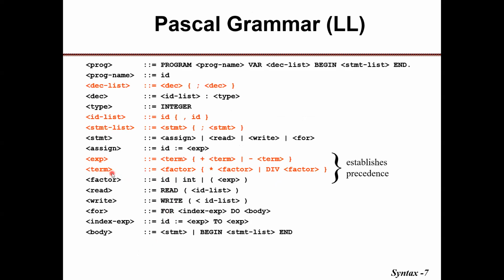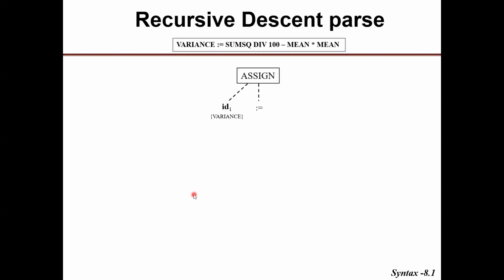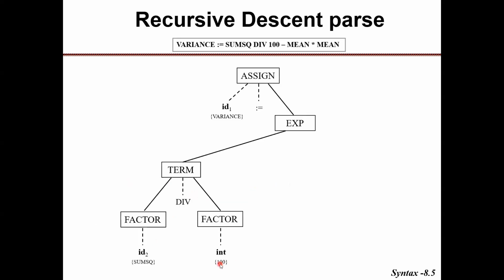So if we have a term, which we had classified, it needs to be followed by a factor, which needs to be either an ID, an integer, or a parenthetical expression. Well, in this case here, we have 100, which is an integer. So integer then gets classified as a factor. And then we saw a term could be a factor followed by a div followed by a factor. And a term could still be classified as an expression. So now we have sum squared div 100.